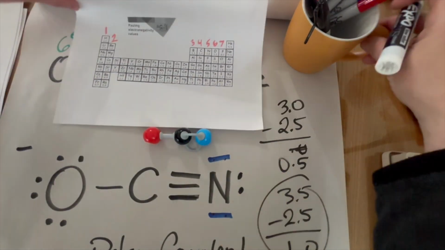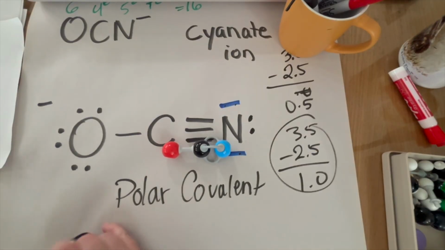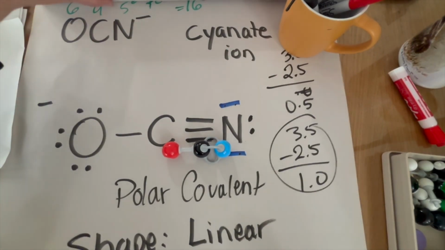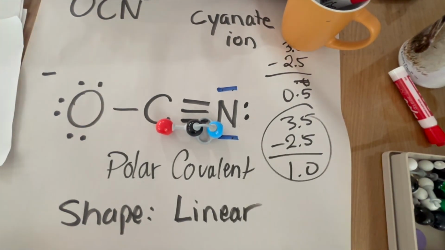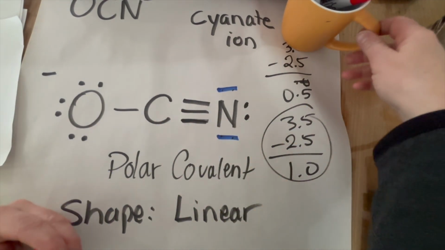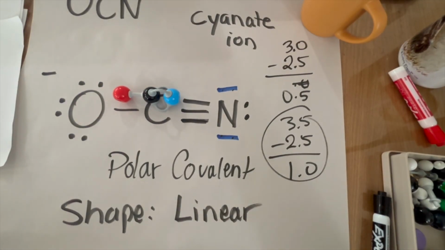Okay, so let me just slide our paper up here so we can see what I'm writing. There we go. Our shape then is linear for the cyanate ion. Okay, so I hope you had a little bit of fun doing something a little bit different than our normal molecules with the ion here. All right, we're moving on.